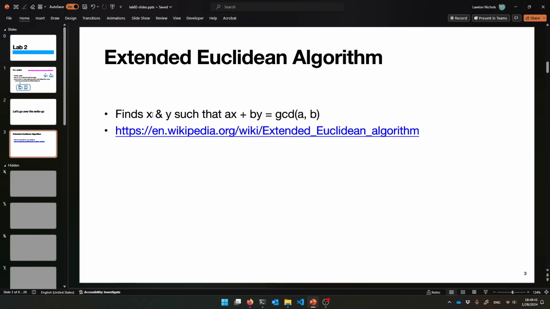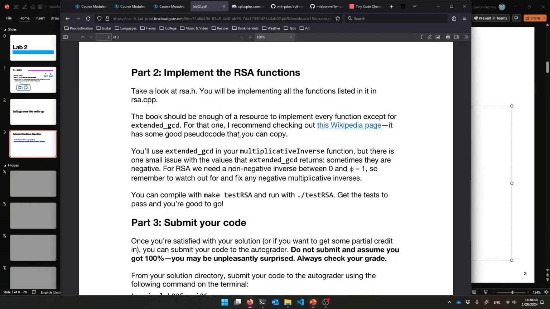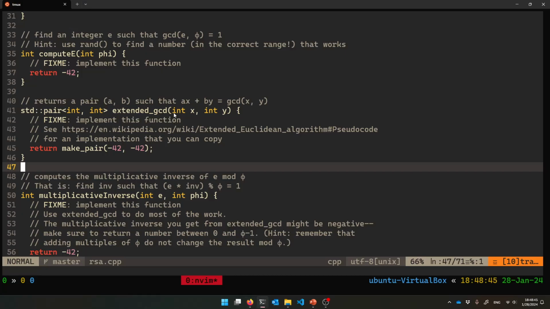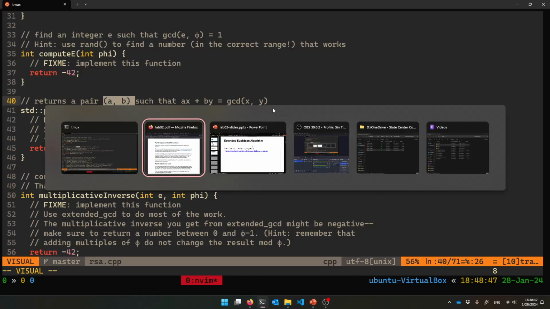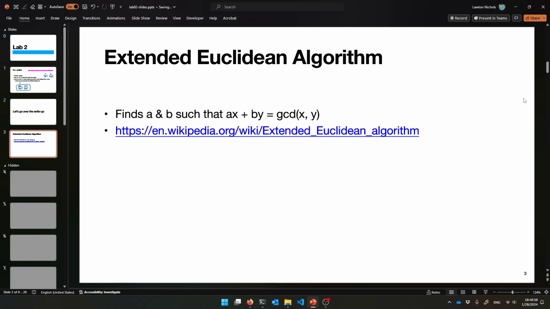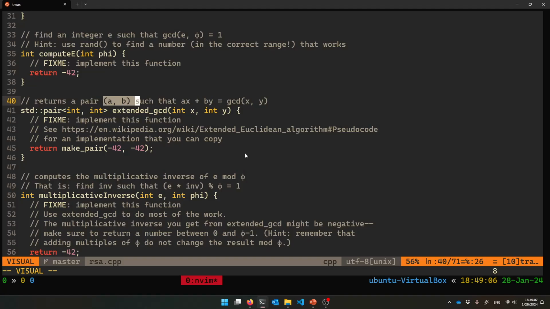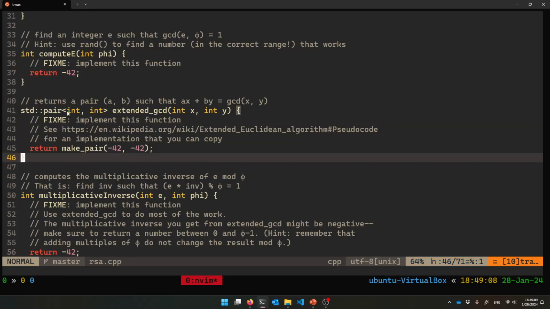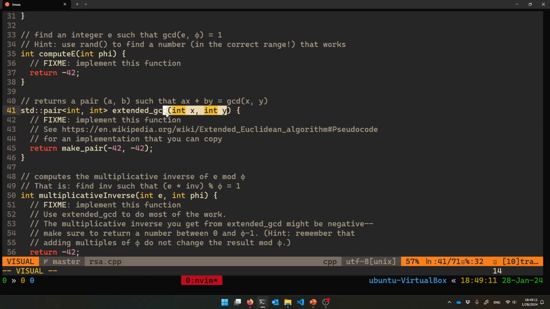I think I should be saying, if I follow the instructions from here, it's supposed to be find the a and b from the x and y. So I think I wrote it backwards. So x and y, find the a and b. But either way, it's still the same idea. So that's your extended Euclidean algorithm, and that's what you're going to code up. And there is some pseudocode on the internet for that, if you just go to this Wikipedia page. It's also linked here. You're going to return a pair of these two things.